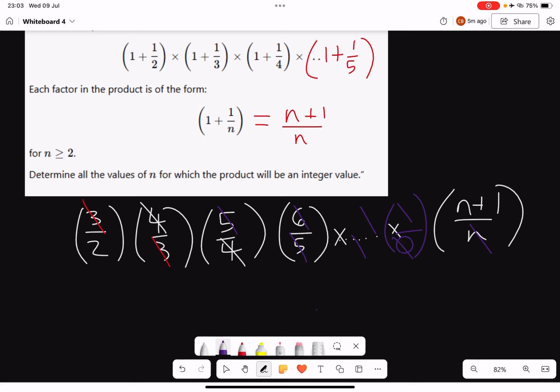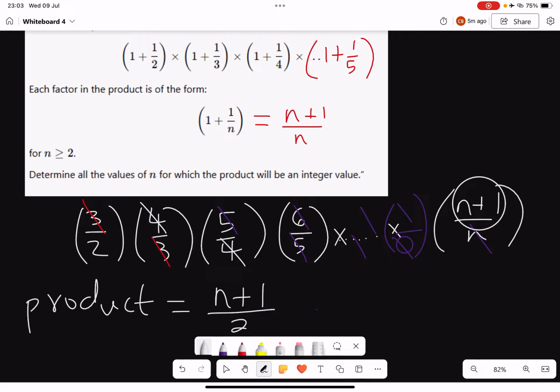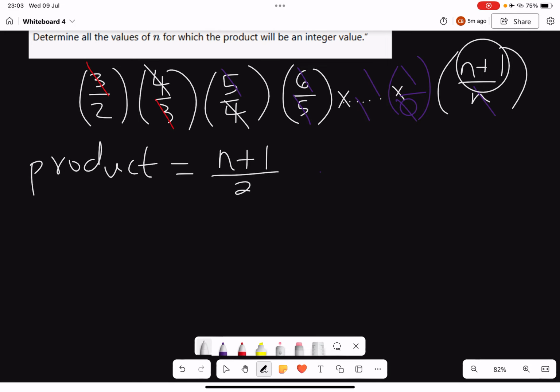So basically, the product just merely simplifies to the numerator. We are just left with n plus 1, and then the denominator is 2. And ladies and gentlemen, this is the representation of our product.